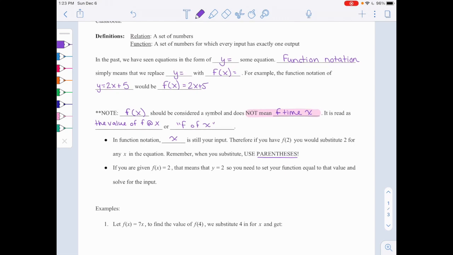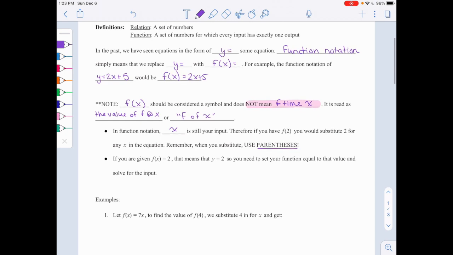Also in function notation, if you're given f of x equals 2, or f of x equals a number, that just means y equals that number. So you need to set your function equal to that value and solve for the input. Again, this should be all pretty much review for us here.